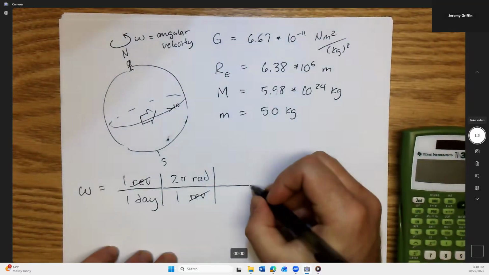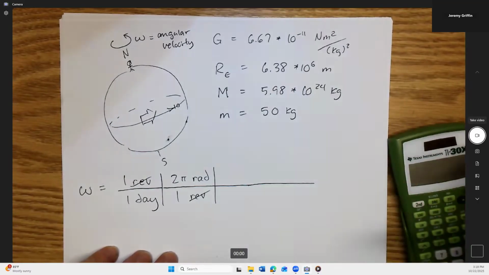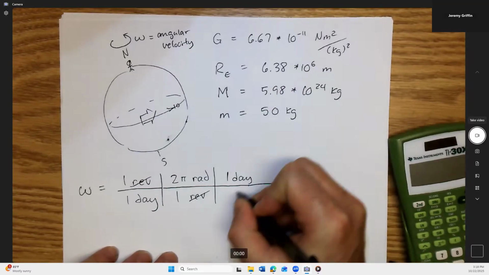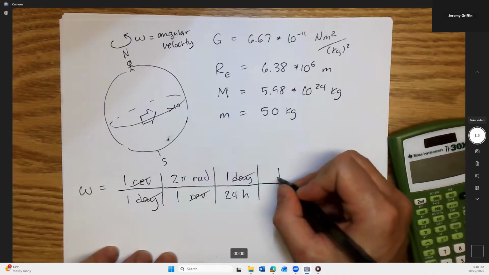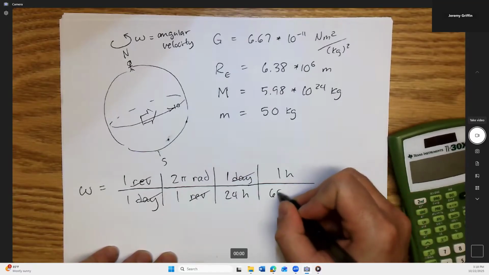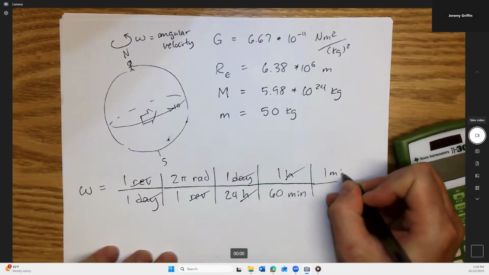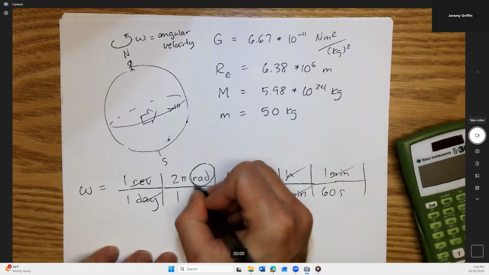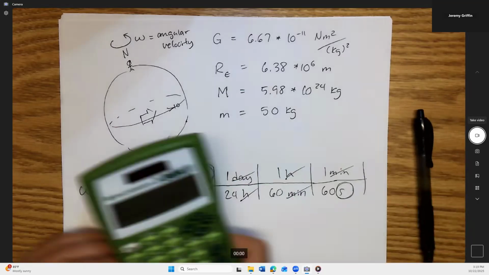I've got to get to seconds. So could you go from days to hours and then change the time down there? How many hours in a day? 24. One hour is how many minutes? 60. And 1 minute is 60 seconds. Now the only units I have left on the board are radians and seconds. It'd be radians per second. And to get a numerical value, I'll just pop this in the calculator.